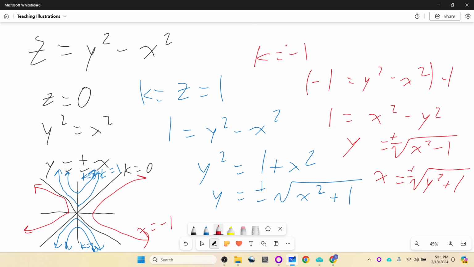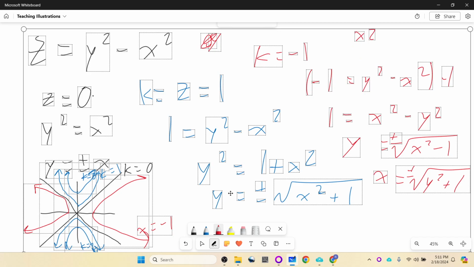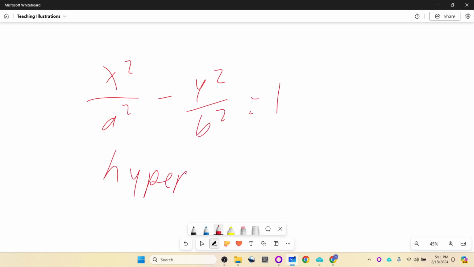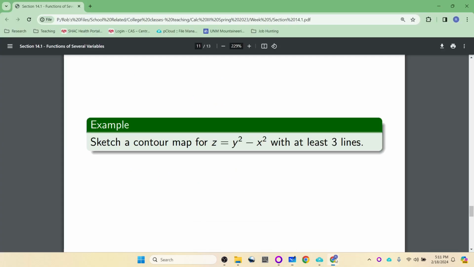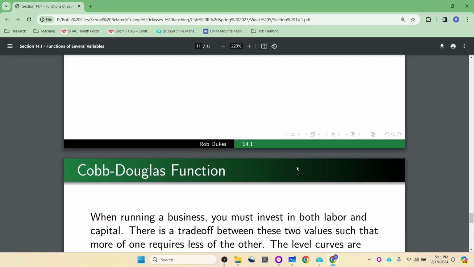So, yeah. If you don't remember, x squared over a squared minus y squared over b squared equals 1. These are called hyperbolas. It looks a lot like an ellipse, except it's a minus instead of a plus, and that completely changes the shape. All right, let's do a couple more examples real quick, and then we'll be done.